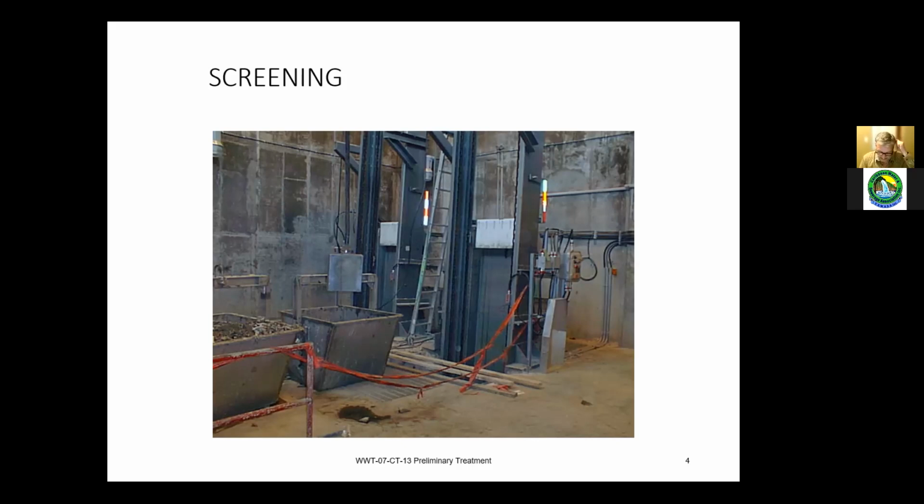Racks and bar screens commonly have spacings from about 3/4 of an inch to 6 inches. Where do you think you would find a rack or a bar screen with a 6-inch opening? Because that's pretty big, right? If you've got a trash rack or a bar screen with a 6-inch opening, where are you going to find that? Any ideas?